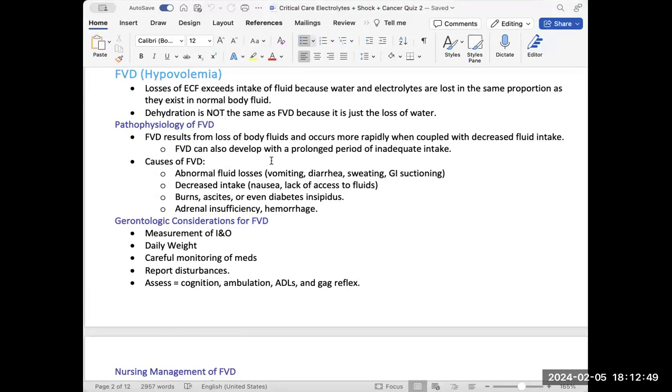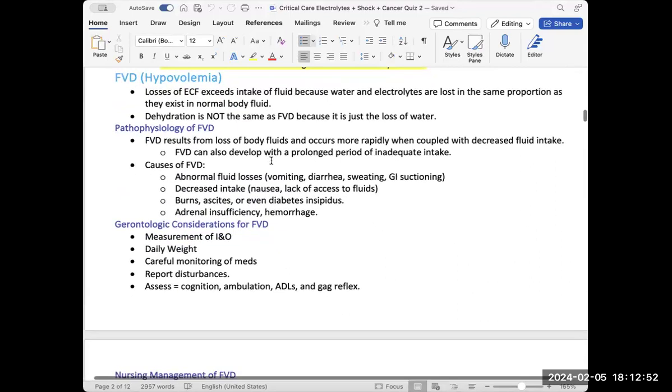So now, if we're thinking about, okay, there's a problem with fluid in our body, right? Something is causing us to lose more fluid, making it inadequate for our needs. So we're looking at things like abnormal fluid losses like vomiting, diarrhea, sweating, GI suctioning, all of that can make you lose more fluid than you're supposed to. Not good. That's why they emphasize, right, drinking Gatorade if you have a stomach bug and drinking lots of water, because you don't want to go into fluid volume deficit or become dehydrated.